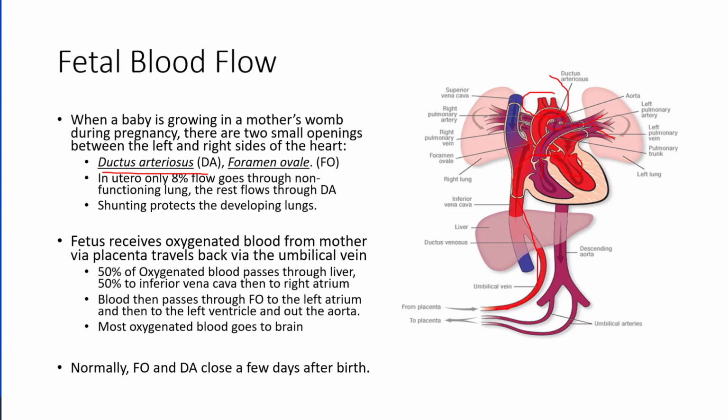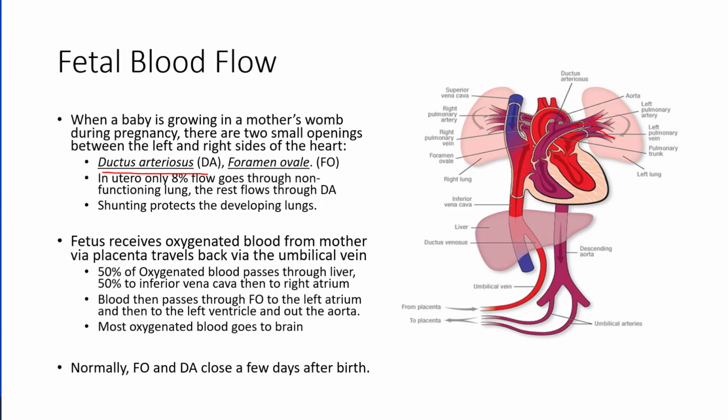We're going to have a little bit of mixing here because of the ductus arteriosus. But again, this allows us to receive oxygenated blood from mom to get into the left circuit through the foramen ovale. Let me just clean this up here again.